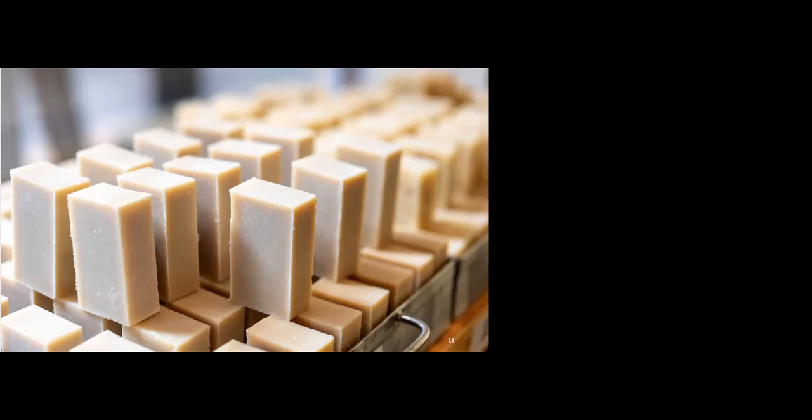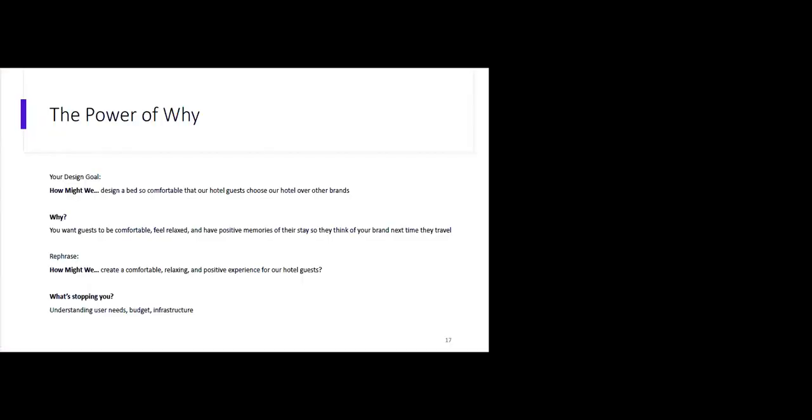So if we apply this back to our hotel CEO bed, so the power of why, right? So if your design goal originally was, how might we design a bed so comfortable our hotel guests keep coming back, they choose us over other brands. Why do you want to do that? Well, maybe you want your guests to be comfortable, you want them to feel relaxed, have positive memories, so they're going to think of you next time because they had a really good experience. Well, if you know that that's your driving motivation, you can rephrase that to say, okay, how might we create a comfortable, relaxing, and positive experience for our hotel guests?